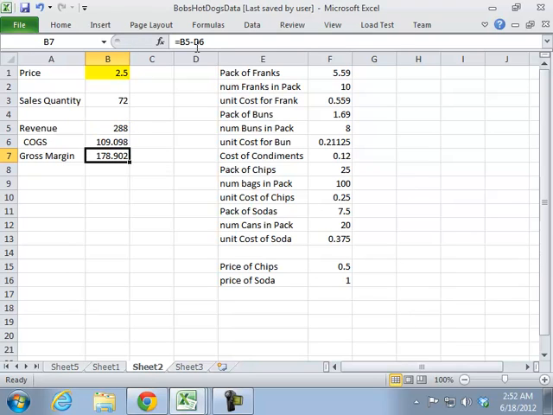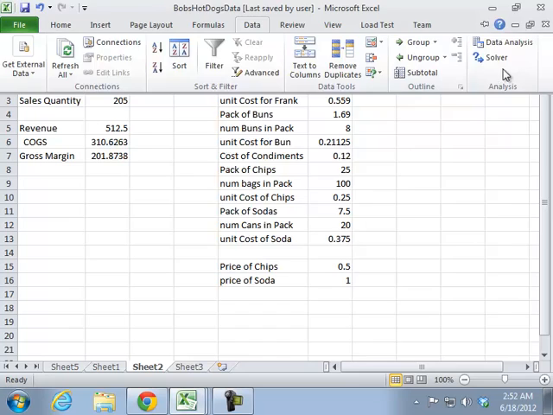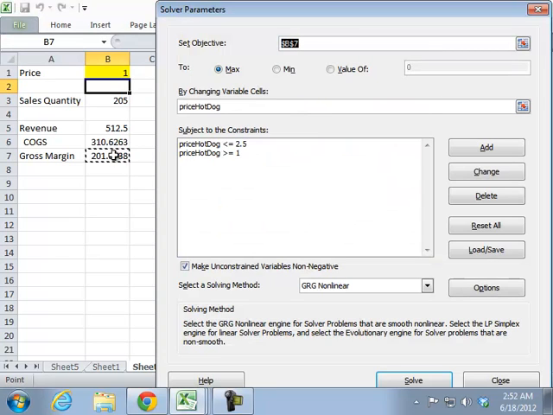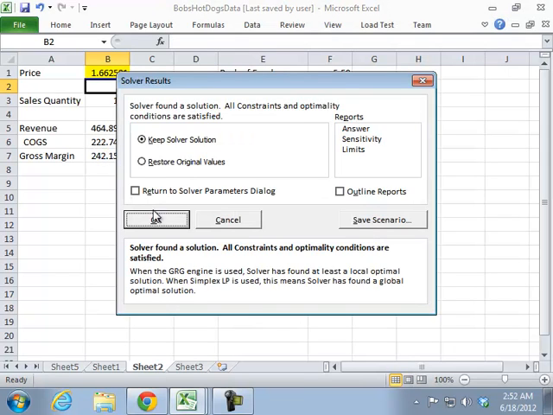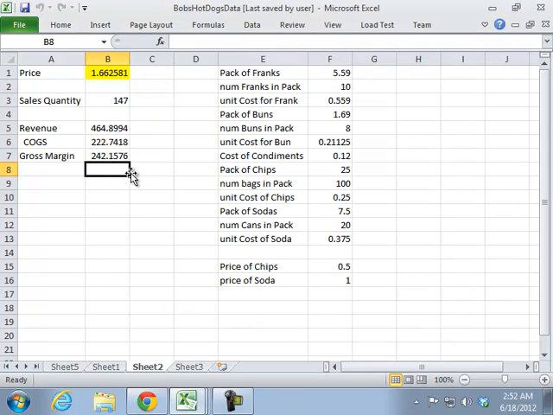Now, to optimize our model, what we can say is we can go to Data, Solver, and we can say that our objective is our gross margin. What we're changing is the price of a hot dog, and we're saying subject to the constraints that each hot dog is at least $1 and no more than $2.50, which is what we got when we did the max and the min on the data. And then when we run Solver, we can see that the optimal case is $1.66, which gives us a gross margin of $242 for Bob.